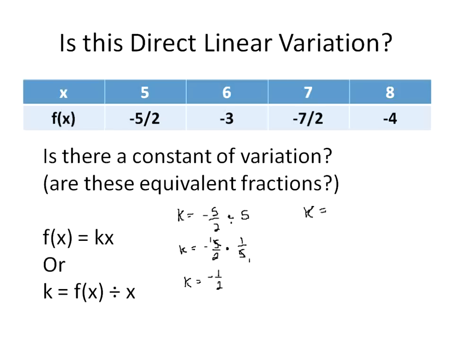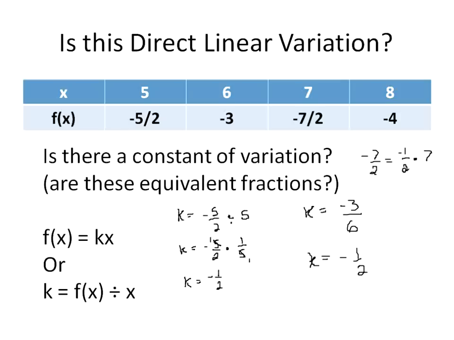All right, I'll show you that on the board here. My constant of variation is f of x, so negative 3 divided by 6. That is equal to negative 1/2 when we reduce that fraction to lowest terms. So my constant of variation here is negative 1/2. Now to check these two, I'll go ahead and use the original equation and multiply. Is negative 7/2, that's my f of x value, equal to my constant times my x value? Is that equal to my constant, which was negative 1/2, times 7?